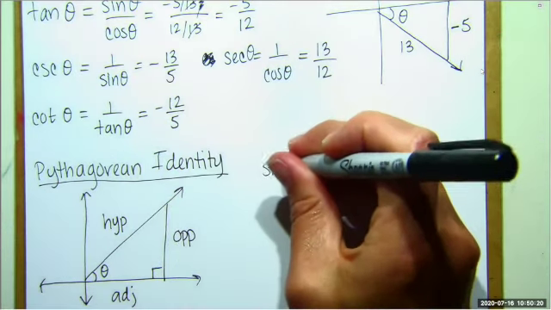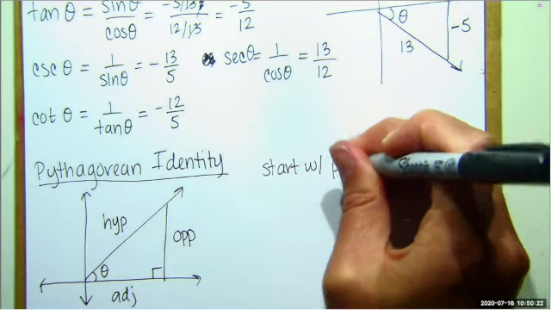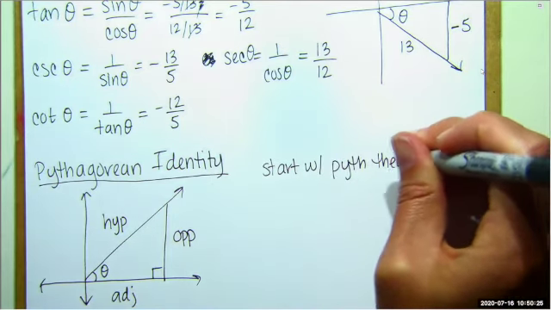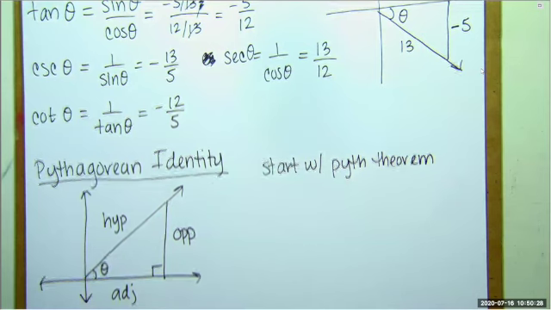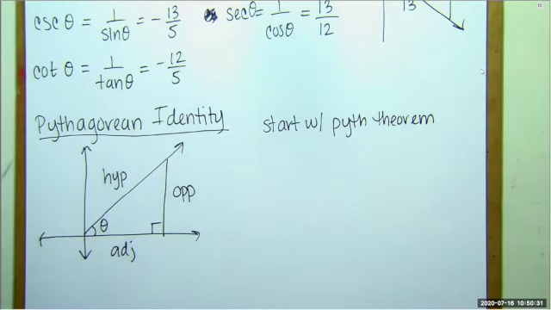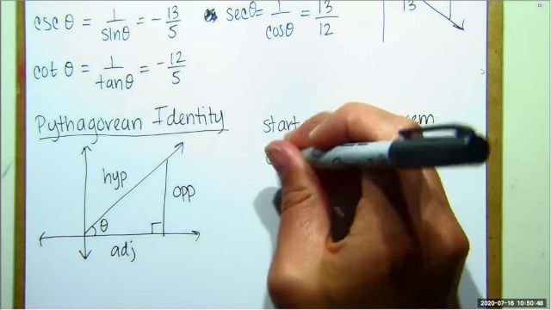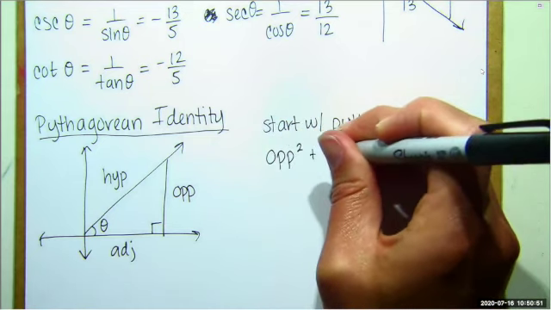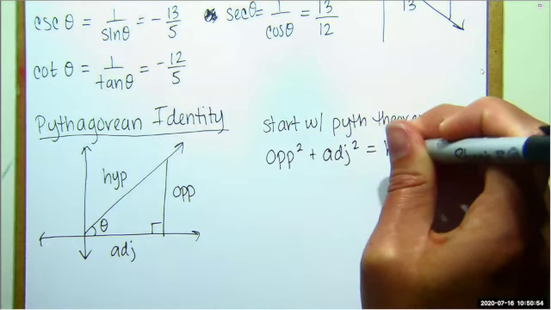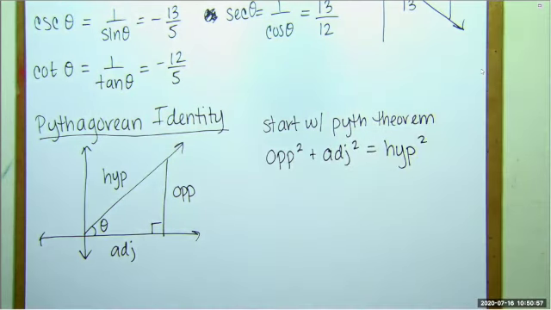So what we're going to do is start with the Pythagorean theorem, and rearrange it into something that relates our trig expressions, so sine, cosine, and tangent. The Pythagorean theorem says a squared plus b squared is equal to c squared. Remember, a and b are the legs and c is the hypotenuse. I'm going to write this as opposite squared plus adjacent squared is equal to the hypotenuse squared. That's just the Pythagorean theorem.